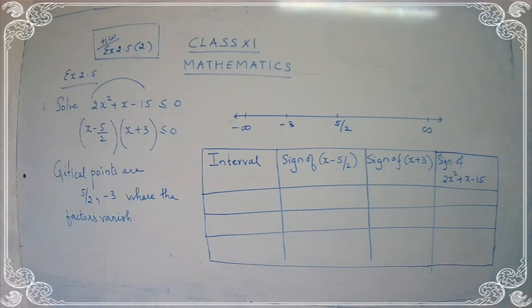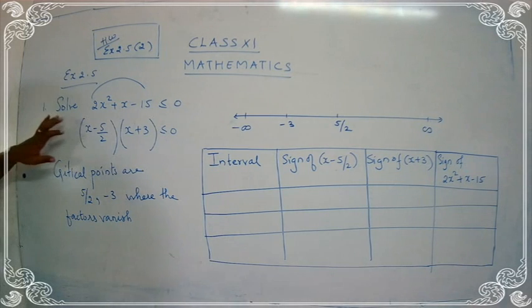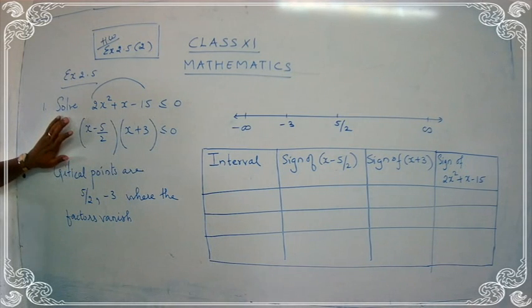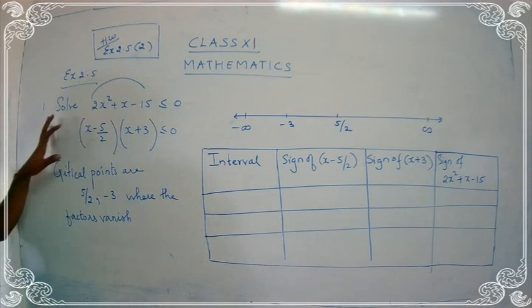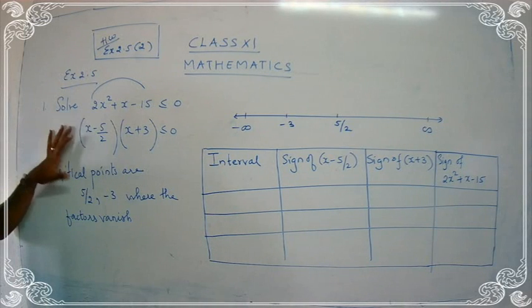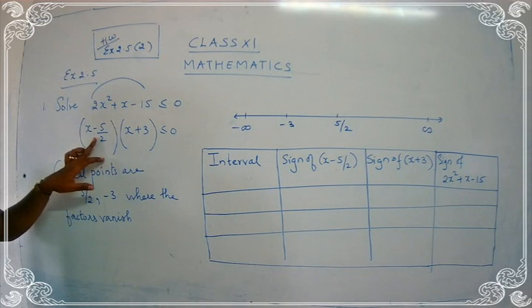I hope you are ready. Shall we continue, children? Okay, come on, let's start with the sum. So here, the first thing, this is a very easy part. You know this from our lower classes. As children, we have done a lot of factorization based on the T method. So you know how to do the T method. And then you have to find out the critical points. You get the critical points from the factorization itself.